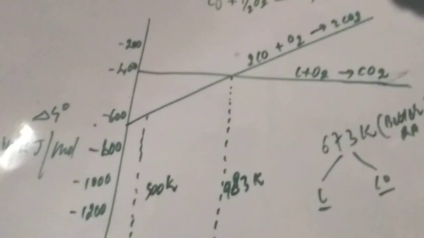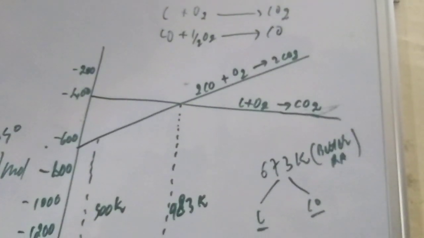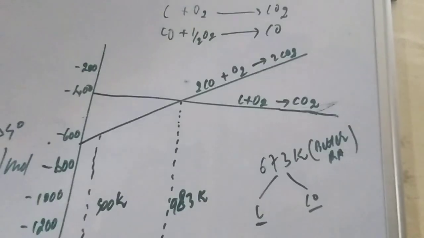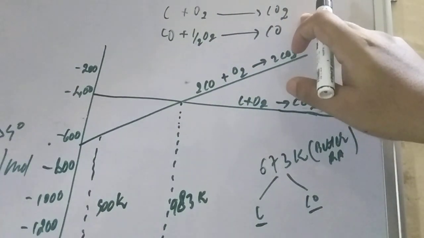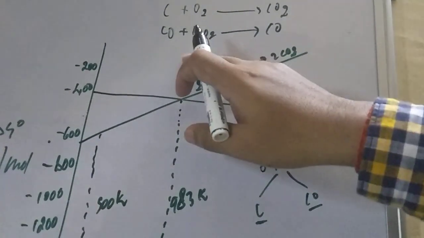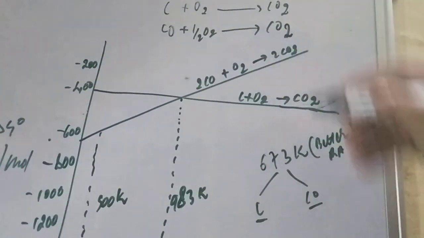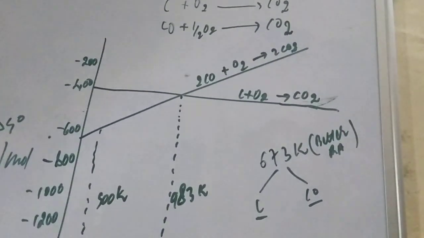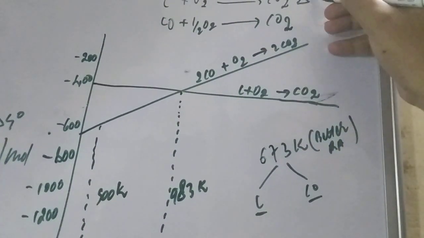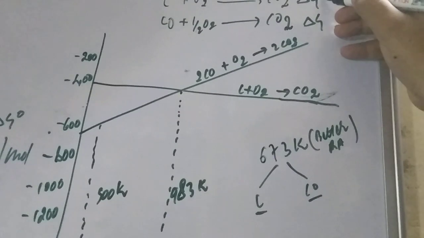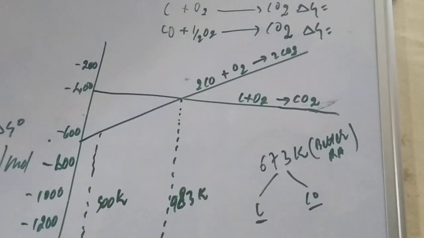Try to come on the board, student. Here I have already drawn the Ellingham diagram. So what is happening in this diagram, student? Firstly, on the top, C is converting into CO and CO2, and CO is also converting into CO2. Dear student, for C to CO2, we want to write the delta G value. And you know, if the delta G value is more negative, the reaction will be spontaneous.